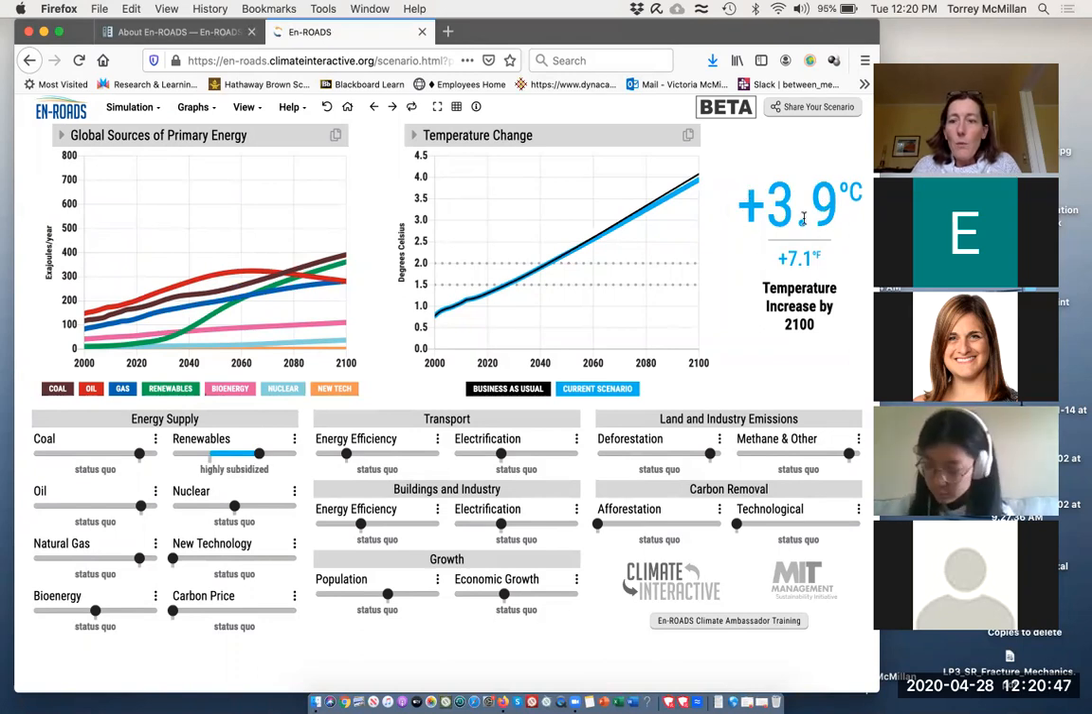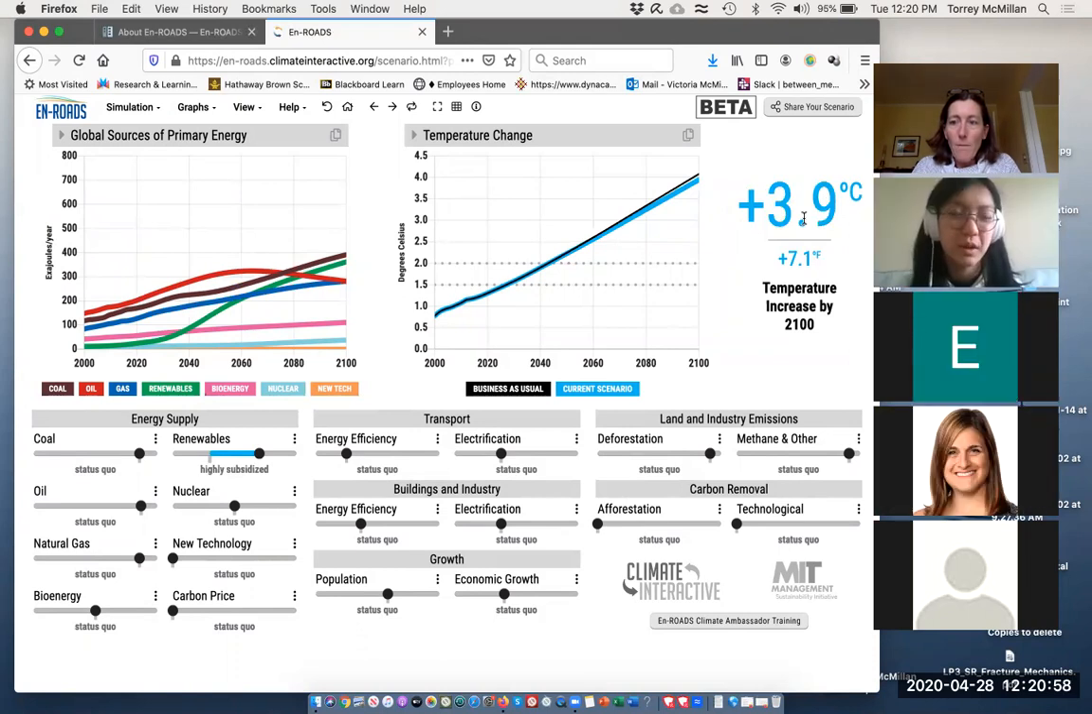Do you guys remember what the target maximum temperature rise the international community has set for itself in the Paris Accord is? Is it 1.5 degrees? Yeah, there are two different numbers out there. One is 1.5 and the other is 2 degrees. The international community has basically said we cannot let it go over 2 degrees Celsius, and ideally we're shooting for 1.5.